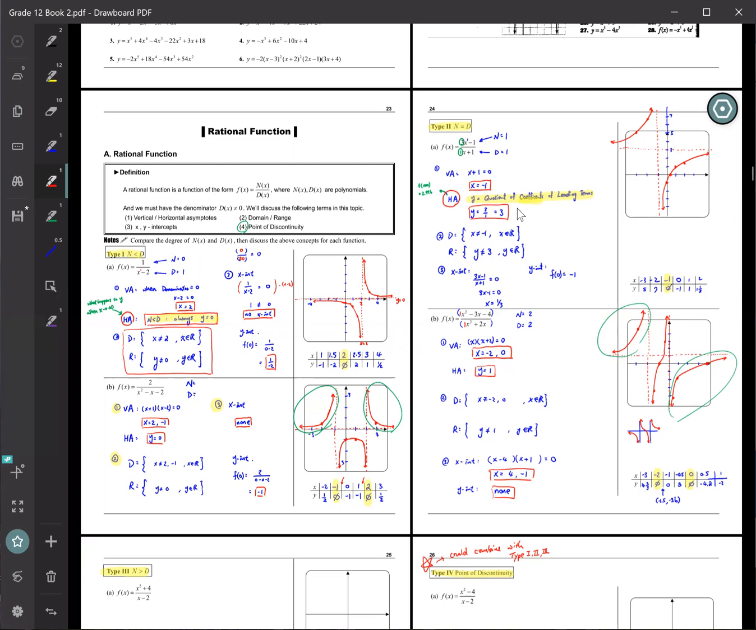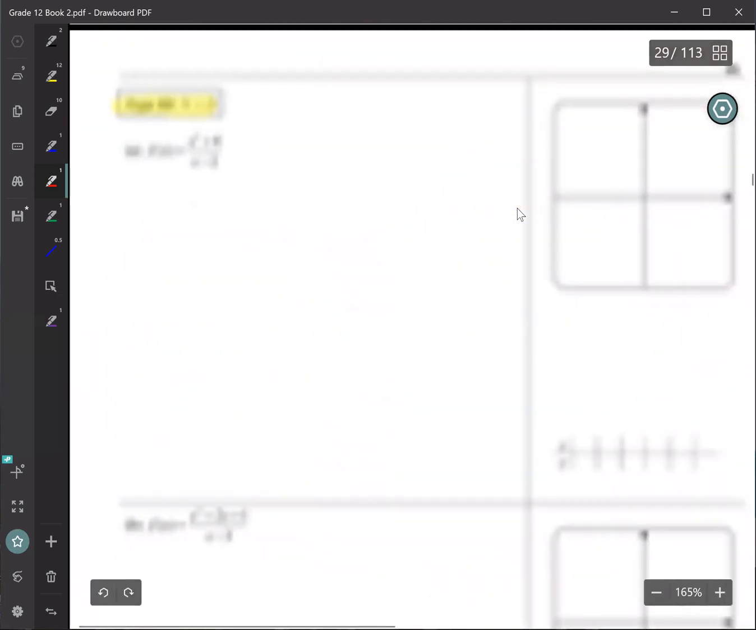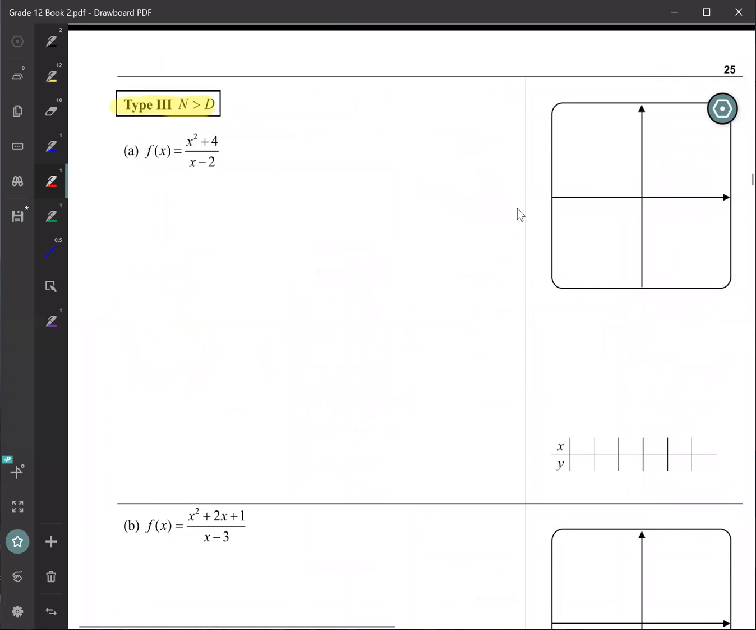They look very different. So let's look at type 3 now. Type 3 is the one that has numerator degree bigger than denominator. So this one has n equal to 2 and d degree is 1, so you know it belongs to type 3. For type 3, the asymptote will be different as well. It will also have a different rule.